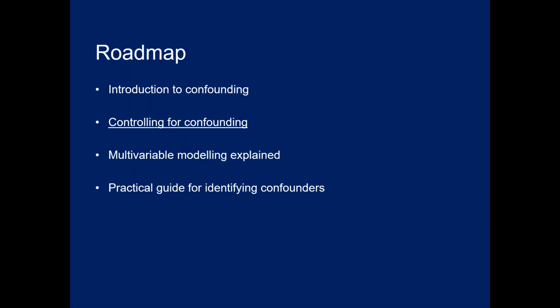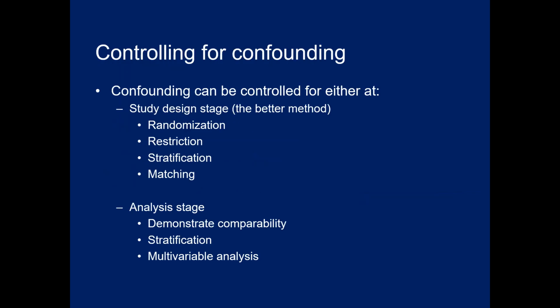We control for confounding, and there are essentially two groupings that we can think about. We can do it at the design stage, which is always preferential, or we can do it at the analysis stage, so once our data is in. To do it at the design stage, our options are randomization, restriction, stratification, and matching. And we're going to unpack each of those in a moment. At the analysis stage, our options are to demonstrate comparability, stratification, and multivariable analysis. And again, we're going to unpack those in just a moment.